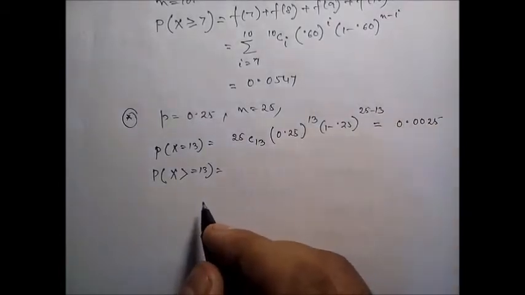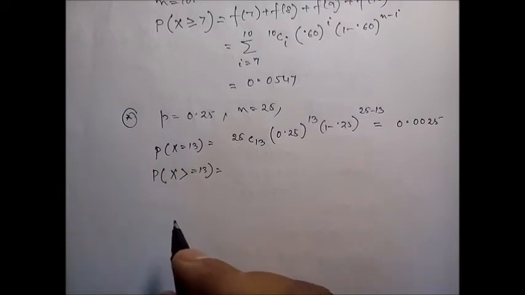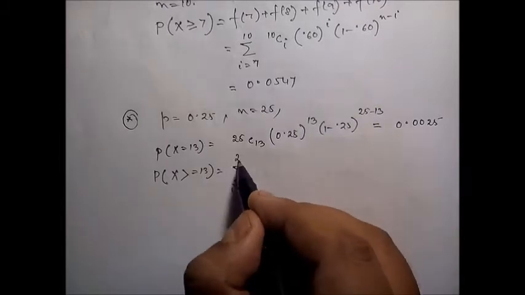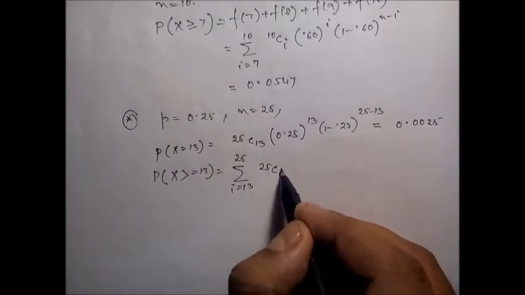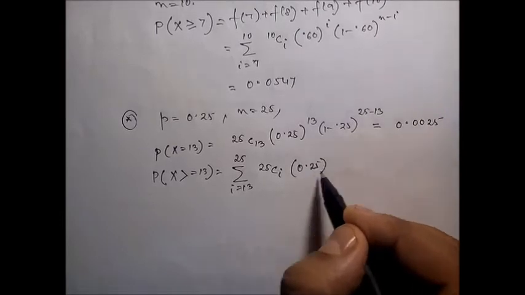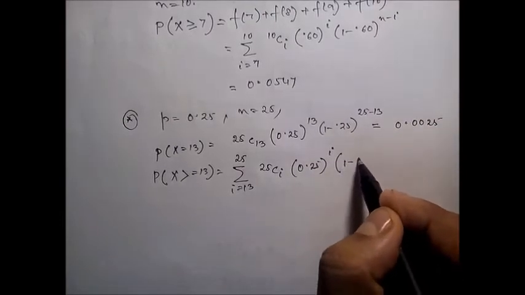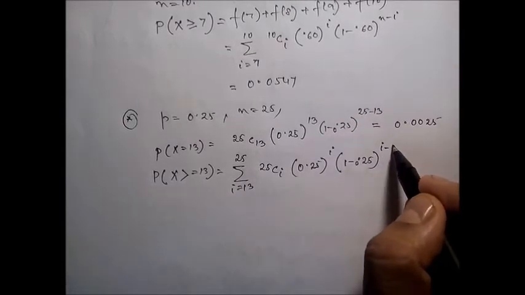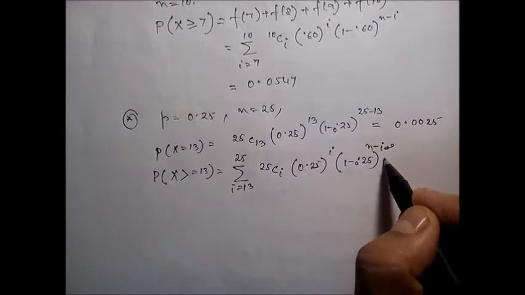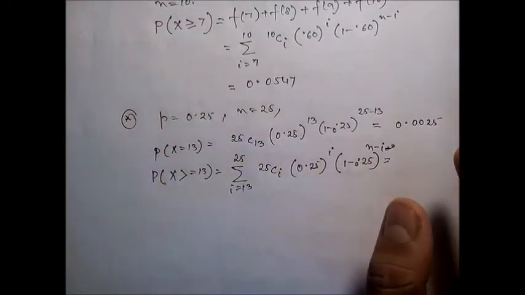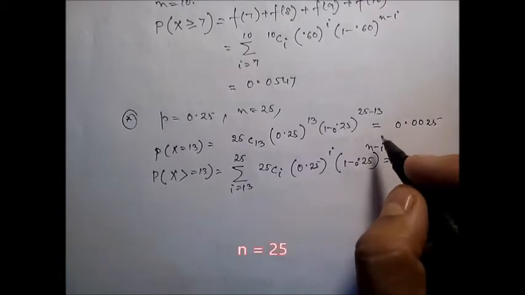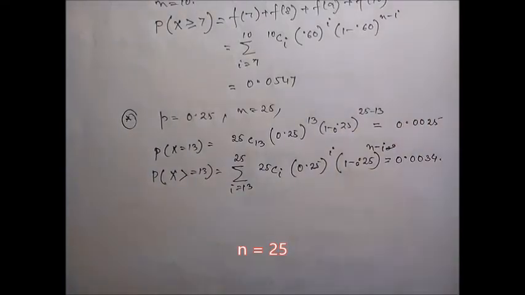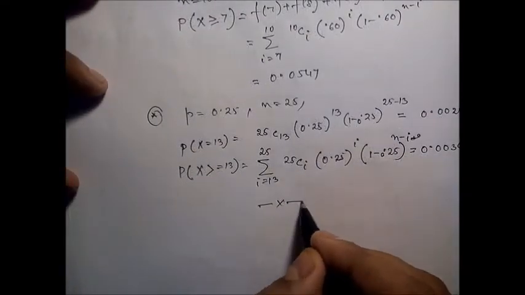And the answer is 0.0025. Clear? Now second, at least 13. At least 13 means i is equal to 13 to 25, 25Ci (0.25)^i (1 - 0.25)^(n-i). If you solve it, we can get the answer 0.0034 for this particular binomial part.